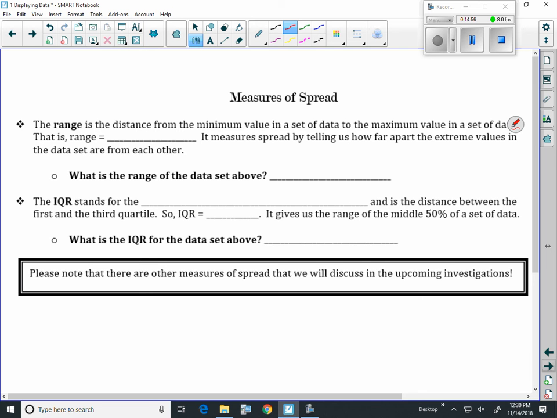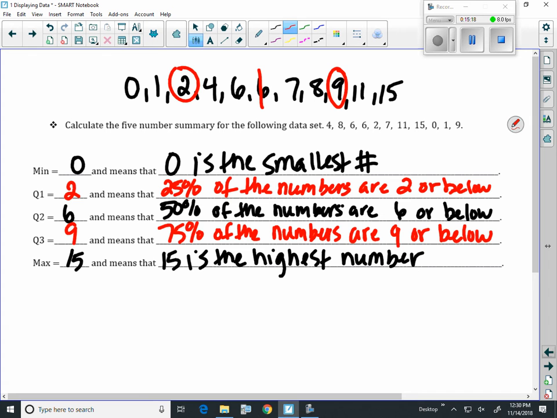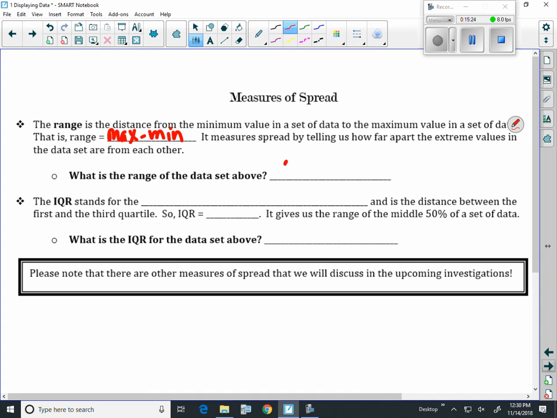So the range, does anybody know what the range is? Highest minus the lowest. We can say highest minus lowest, but it's actually the max minus the min, because we already find those numbers. We're used to finding the max and the min now. So once we have those, we can do the range. If we do the range of these numbers, what would it be? 15 minus 0, which is 15.